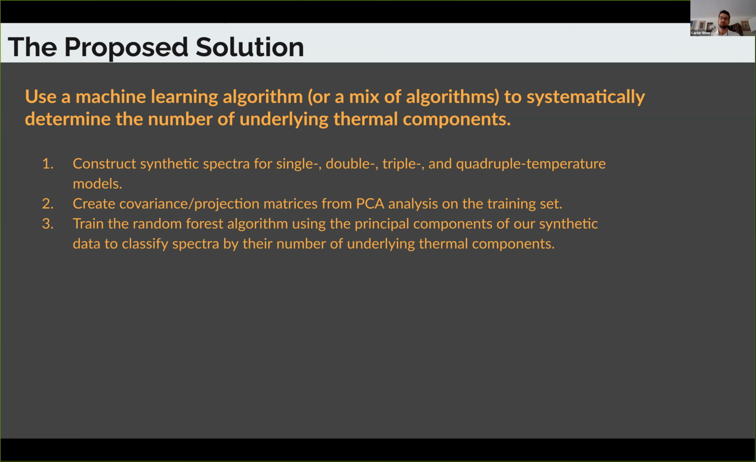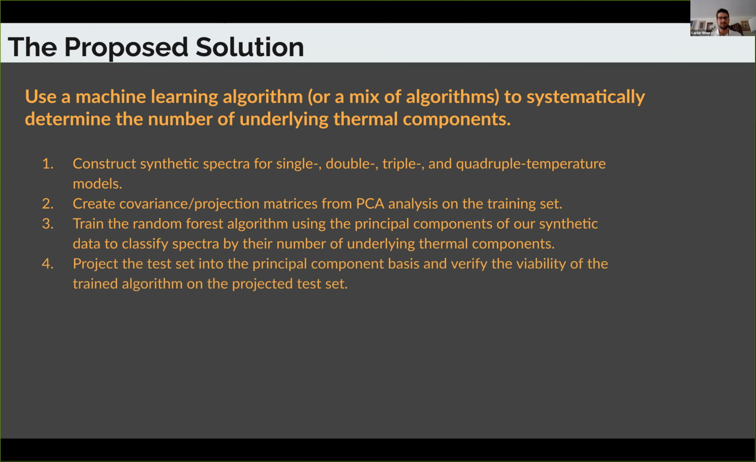So the basic idea is you give me a spectrum, I tell you if it has 1, 2, 3, or 4 underlying components. And thank you very much, Becky Nevis, for discussing random forest, so I can skip that. And then finally, for the test set, we project our test set spectra onto our principal component basis, and then we verify the viability of this trained algorithm on the projected test set.